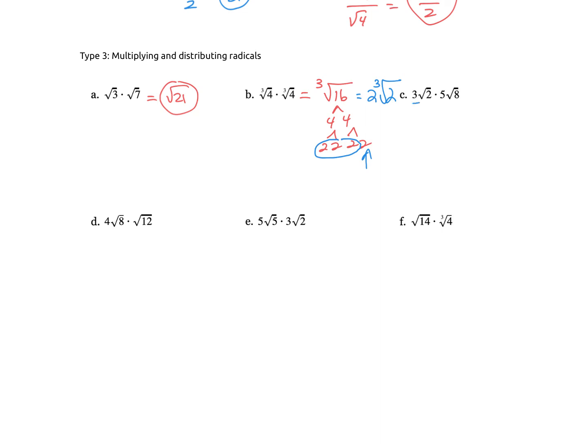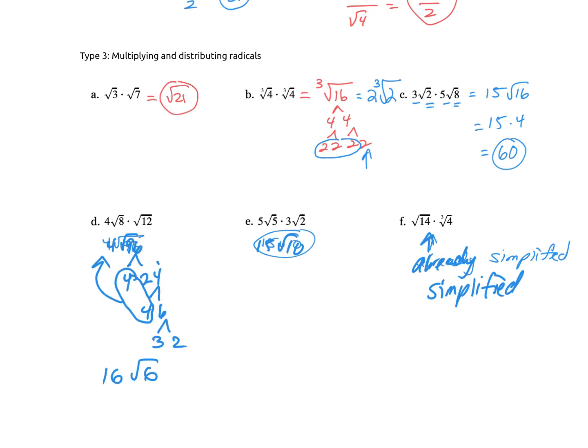On the next one, the outsides would get multiplied together. The insides would get multiplied together. Square root of 16 is 4. 15 times 4 is 60. Why don't you pause the video and see if you can try the last 3 examples. Okay, take a look and see if you got those answers correct.